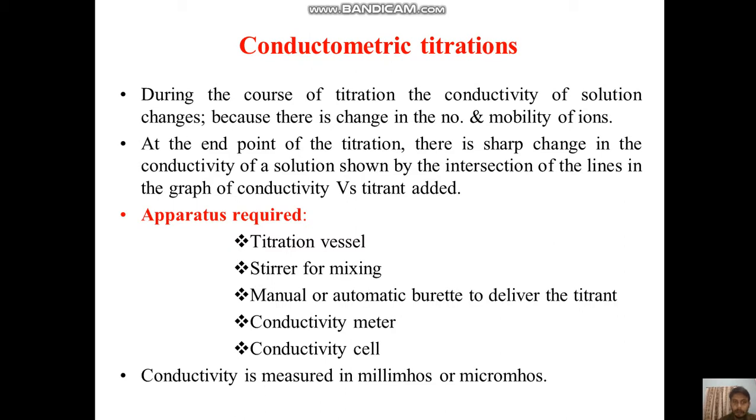I will show you. The apparatus required is a titration vessel, a stirrer for mixing, a manual or automatic burette to deliver the titrant, a conductivity meter, and a conductivity cell, and conductivity is measured in millimoles or you can say micromoles.